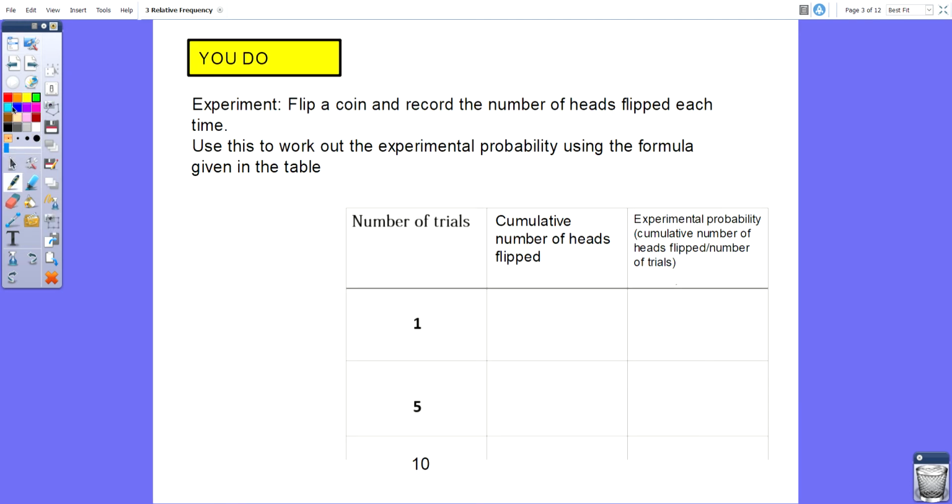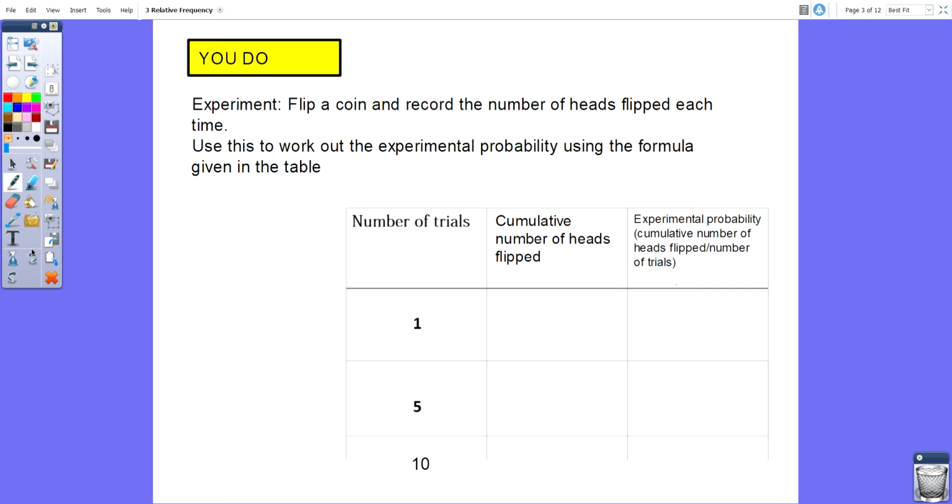So this one's slightly different because this kind of experiment is great in a classroom during a lesson. At home it's slightly more difficult, but you can still have a go at this in order to illustrate relative frequency in real life if you'd like to. So what you're going to do is grab a coin, any kind of coin will do, flip it and record the number of times you flip a head.